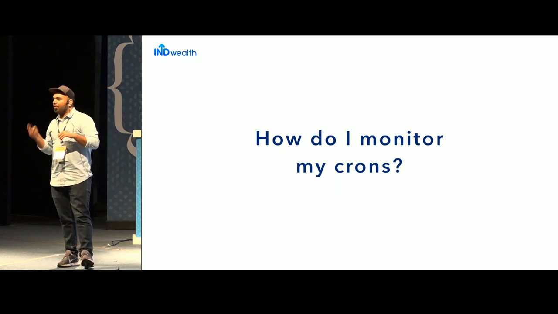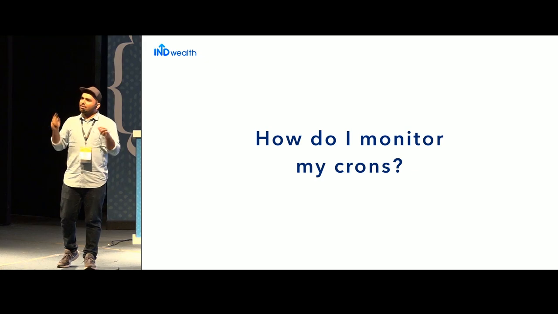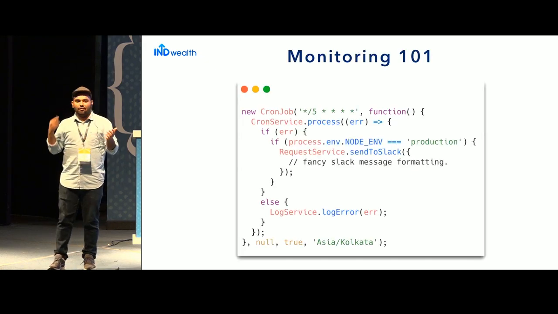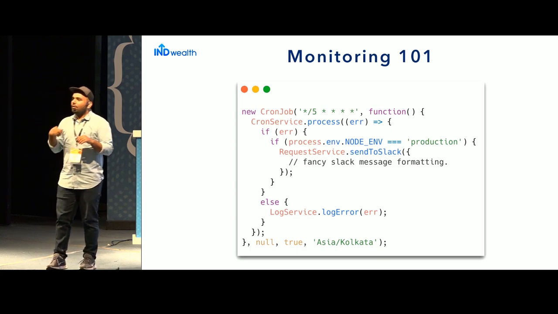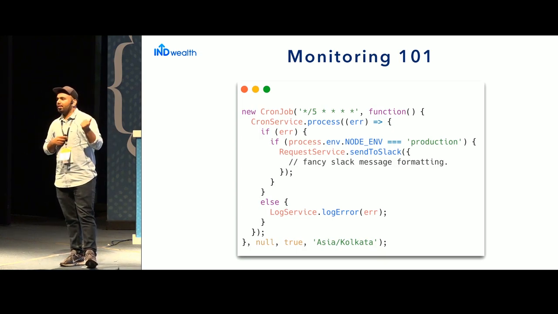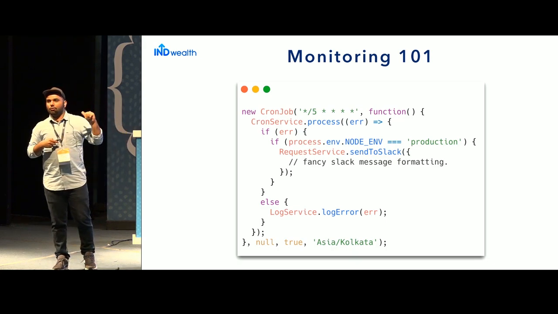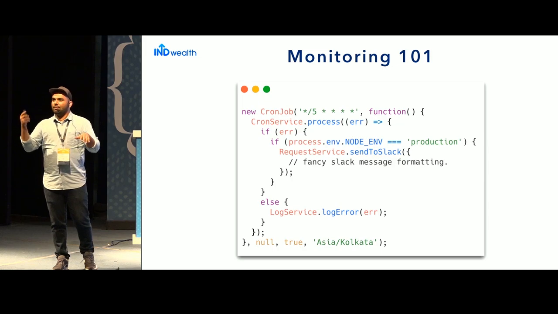So we decided to go back to the basics. We decided, what is monitoring 101? And monitoring 101 was obviously Slack webhooks, right? So we decided that what we'll simply do is, if the process environment that we were running this in was prod, we'd make an outbound call to a service that sends the messages to Slack.